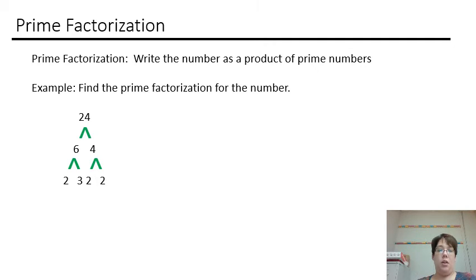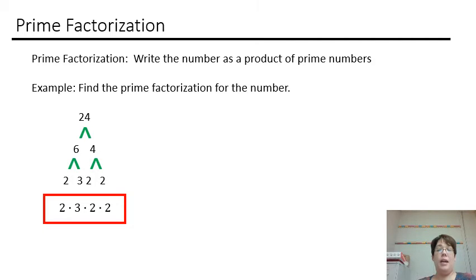Now we're going to look at all of our numbers. So all of these, 2, 3, 2, 2, those are all prime numbers. So that means I'm done. So I could say that 24 could be written as 2 times 3 times 2 times 2. And that's going to be your prime factorization.